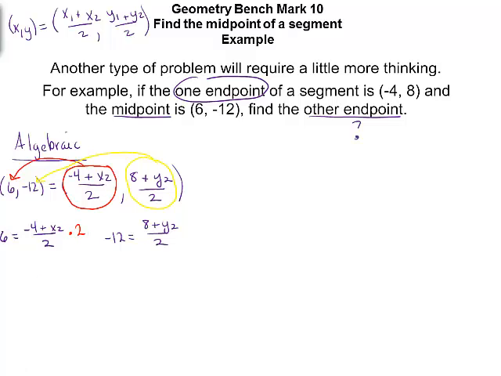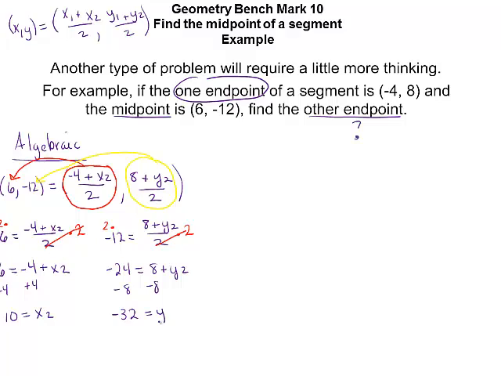We're going to multiply both sides by 2 on both of these. And that cancels these 2's out. Which leaves us with 6 is equal to -4 plus x2. Add 4 to both sides. x2 is equal to 10. Over here, that gives us -24 is equal to 8 plus y2, subtract 8 from both sides, and negative 32 is equal to y2, so the other end is 10, negative 32. Okay, so that's the way to do it with algebra.